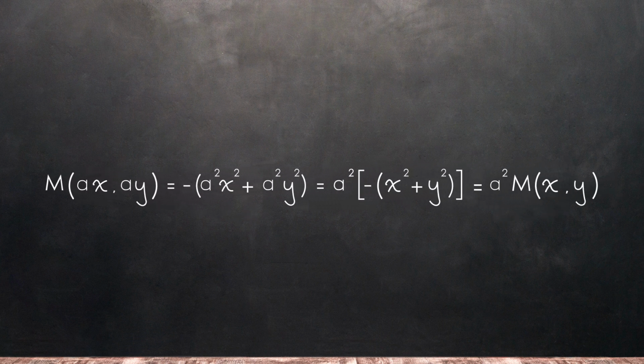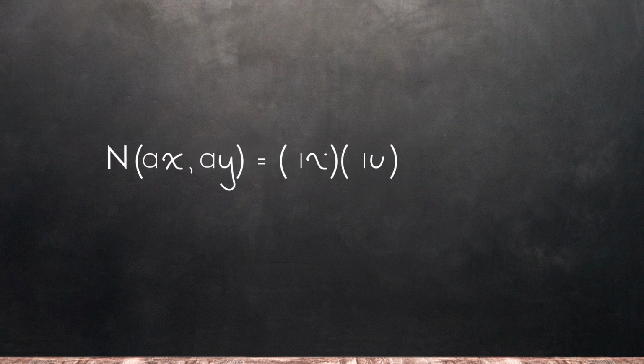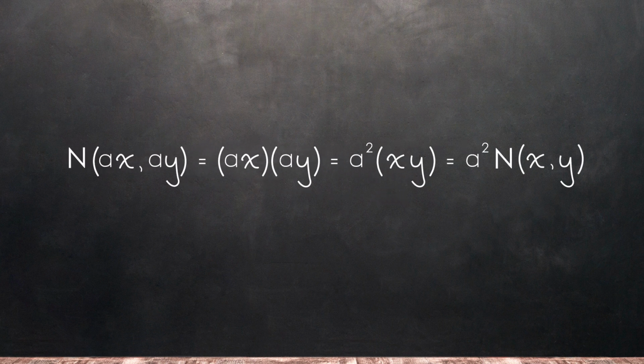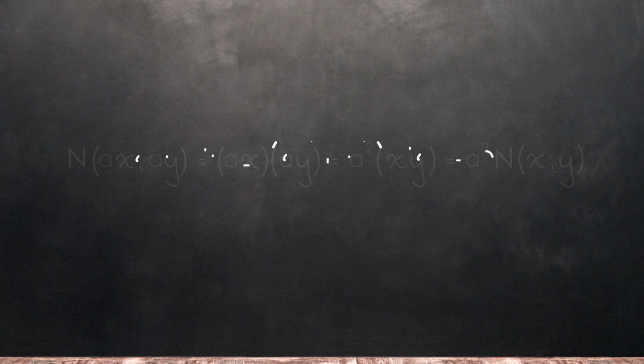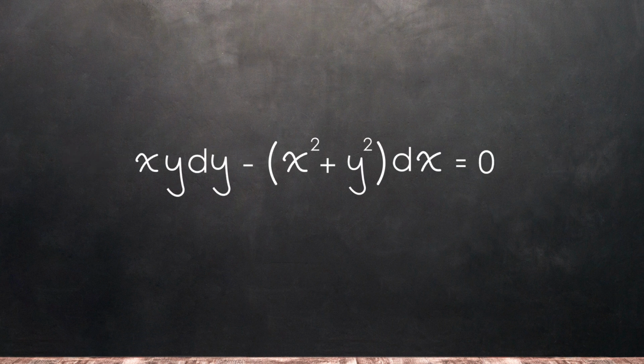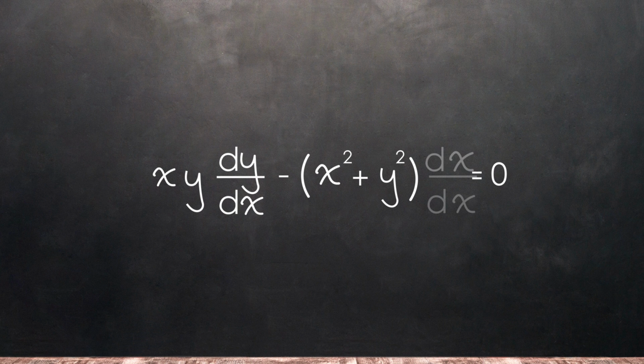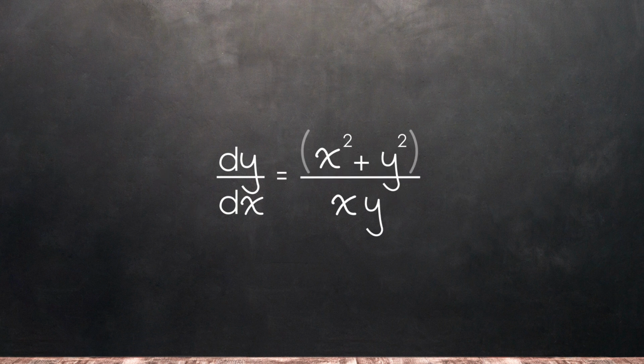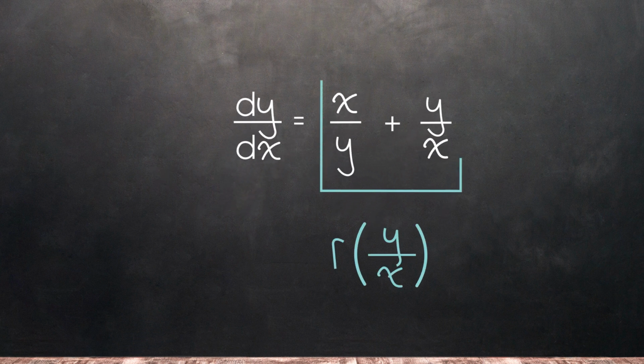Since our result is a to the power of 2 times the original function, M is homogeneous. We do the same thing with N. Since we get a squared times the original function, N is homogeneous. We will also show that if we isolate for dy over dx, then we can rearrange the right-hand side as a function of y over x.